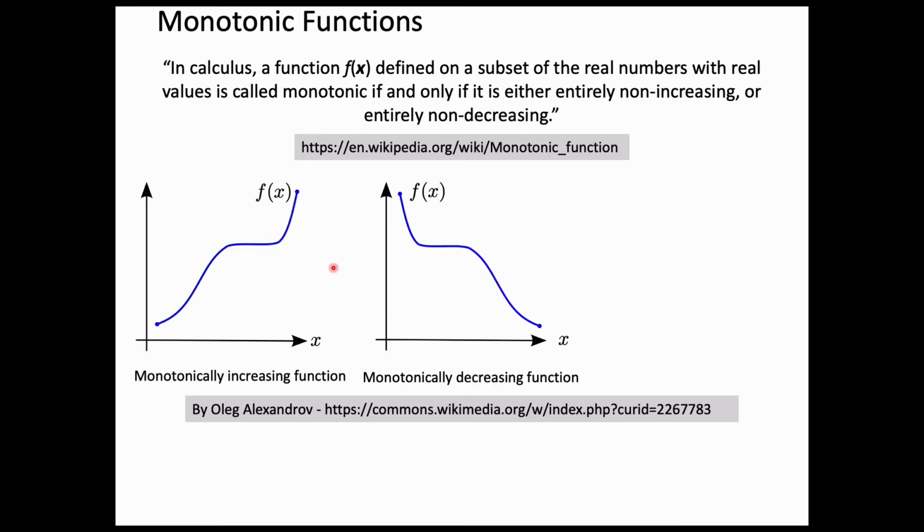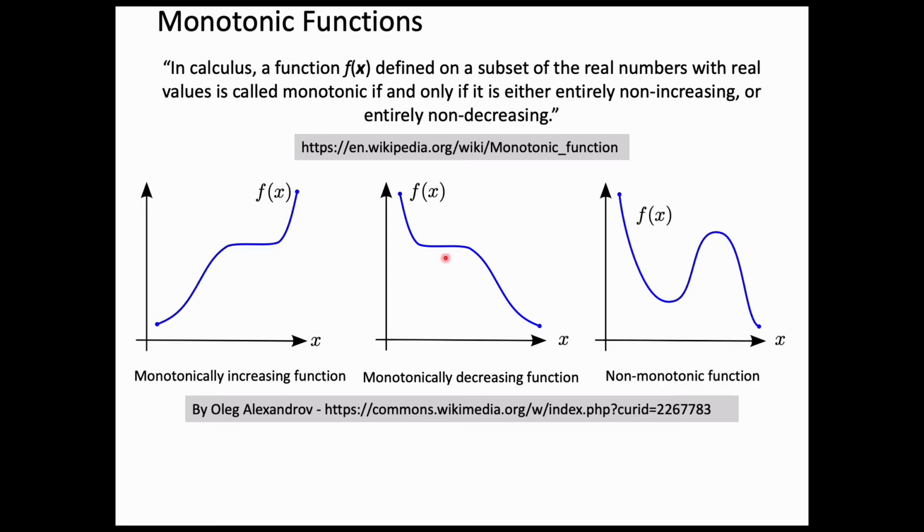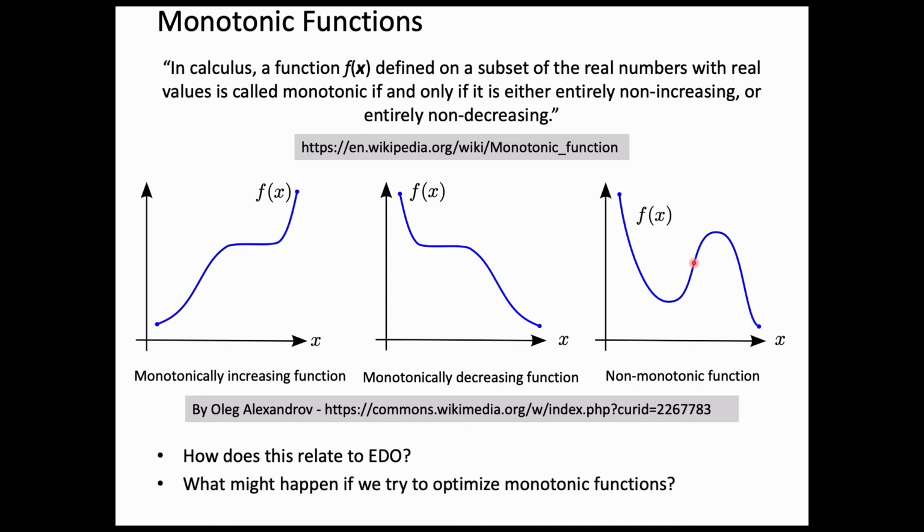Similarly, here is a monotonically decreasing function, where as we increase x, f of x does not increase. It decreases over much of the domain, but we do have a flat spot again. Finally, here we have a non-monotonic function where we have regions where f of x decreases with x and increases with x.